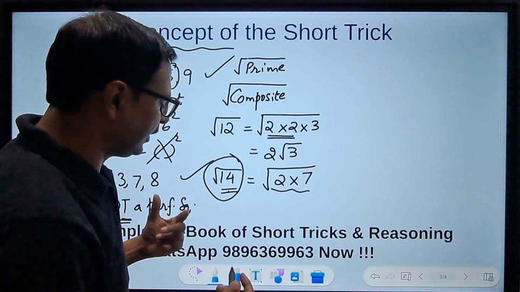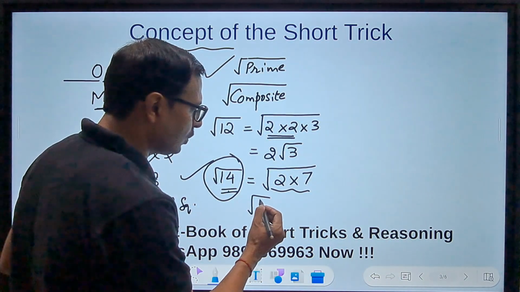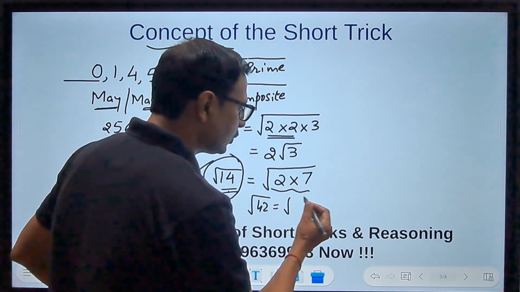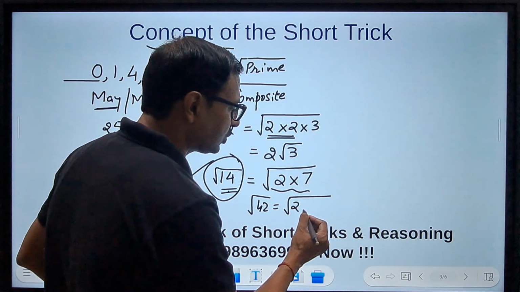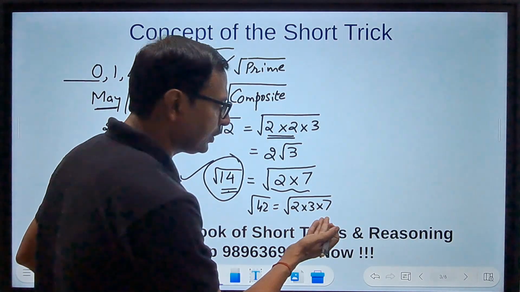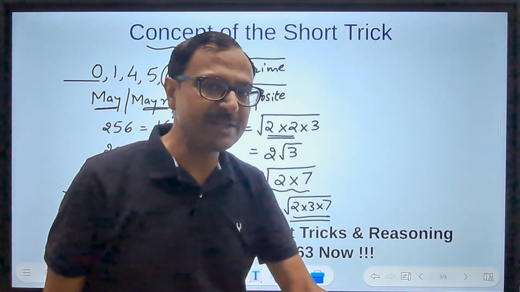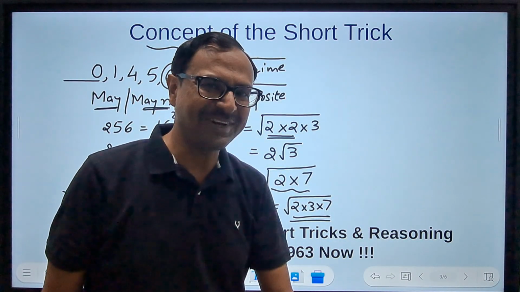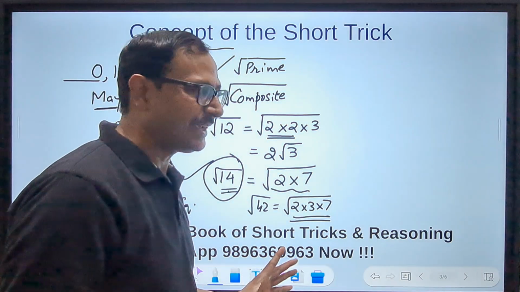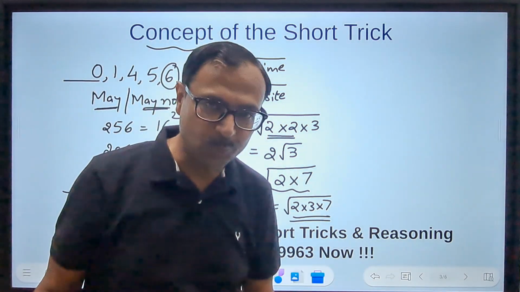Like I can give you an example of square root of 42. Now square root of 42 is a composite number. The factors are 2 into 3 into 7. Now what are you going to do with this? No common factors, and square root of 42 is going to remain square root of 42 only. Right? Another very important thing in handling square roots.